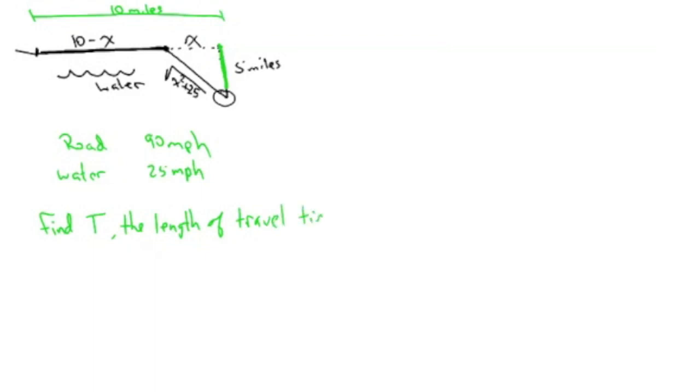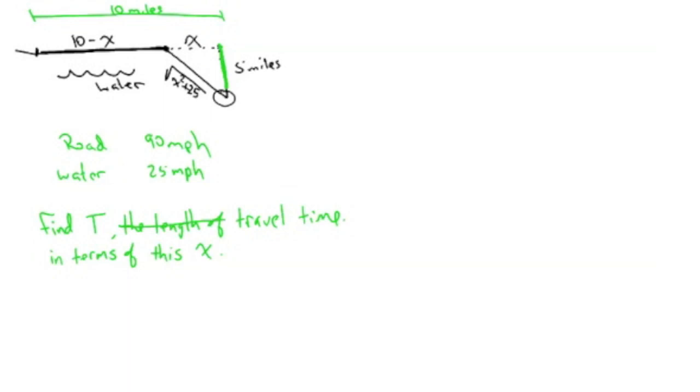I should have just called it travel time, length of travel time. Find t, the travel time, in terms of this x that we chose. In other words, where we jump off this road will determine how long it takes us to get to the island.